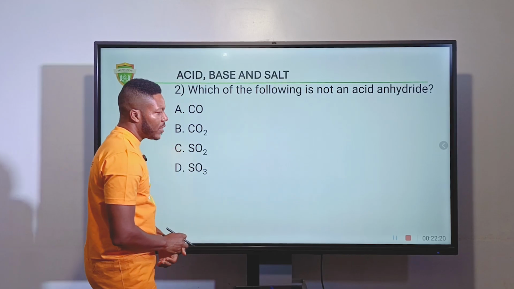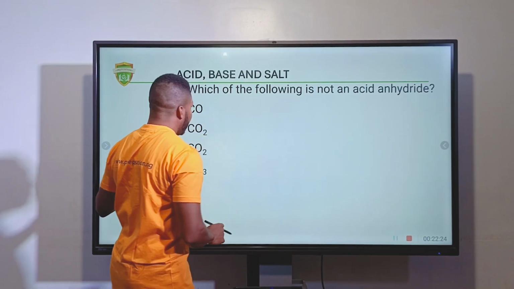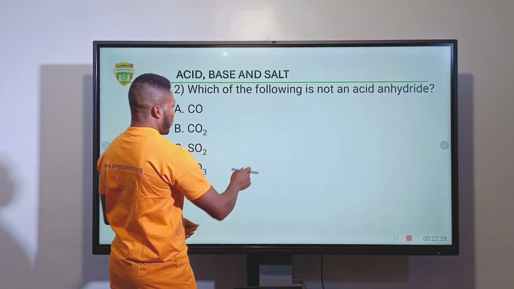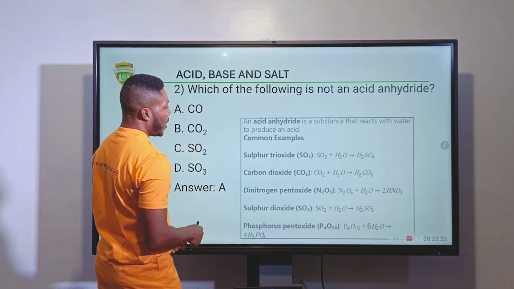Next question says, which of the following is not an acid anhydride? The first thing you should ask yourself is, what is an acid anhydride? If you don't know what it is, you cannot even answer the question. First of all, let's define it. The answer is A. Okay, let's look at it now.